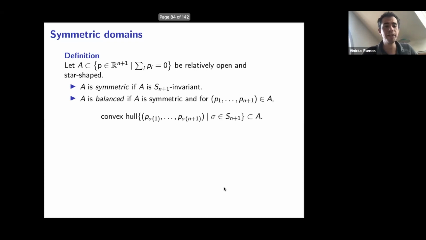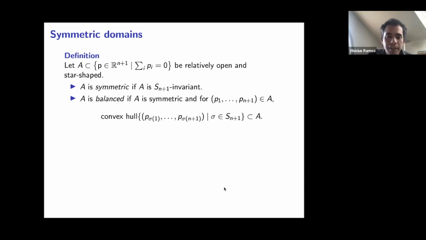So this is symmetric. And a stronger condition is what we're calling balanced. We say that A is balanced if A is symmetric, and for every point inside of A, if you take all of the different permutations of the coordinates and you take the convex hull of that, it is contained in A.